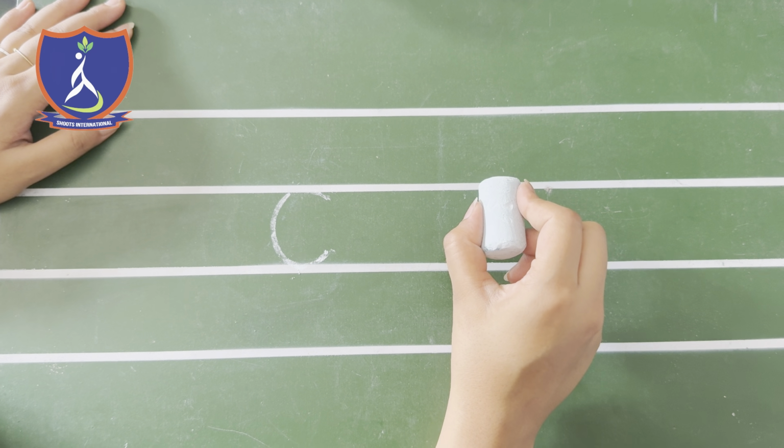Now, after D, we have the letter E. E as in egg. E as in elephant. You go steep up. You will start from the third line. Remember it. Go steep up and then make a curve. This is very easy, isn't it? You go steep up and make a curve. This is the letter E.